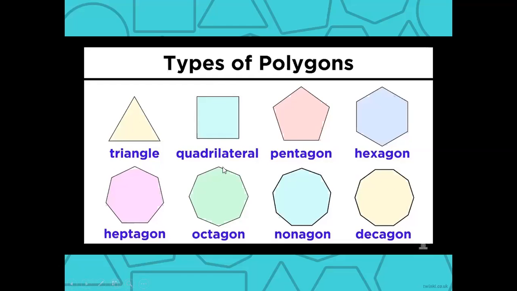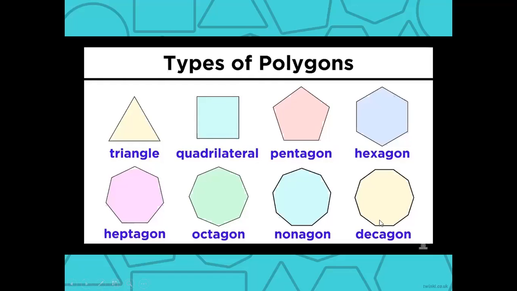These are the polygons. They go from 3, 4, 5, 6, 7, 8, 9, 10 sides. There are other polygons as well, but for your level, we'll stop at these polygons that have from 3 sides to 10 sides. That is 8 of them.